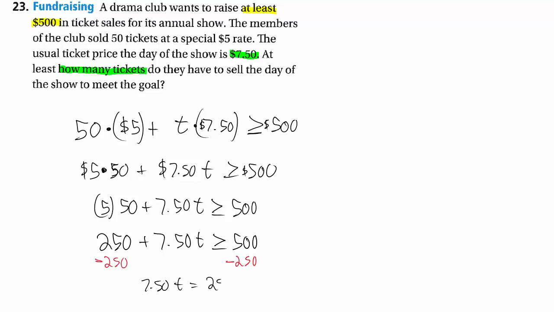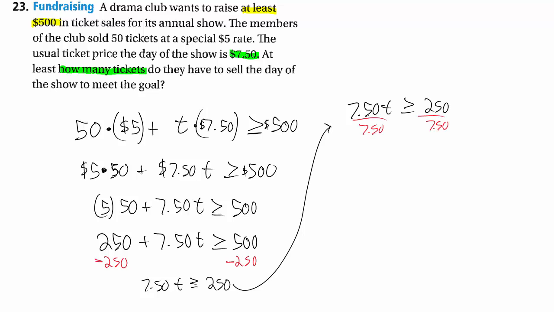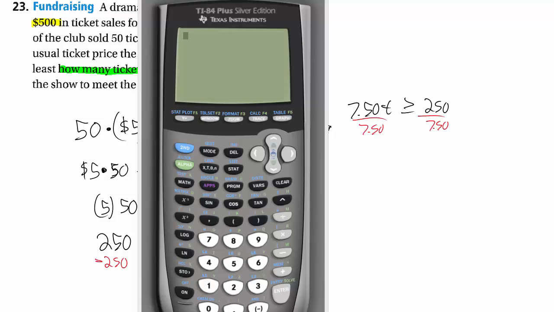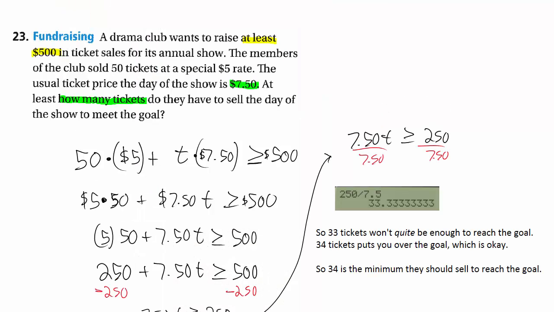So I'm going to subtract 250 on each side. Then I got 750 times t, and that's greater than or equal to 250. Divide by $7.50 on each side. I'm going to go ahead and run that in my calculator. I'm going to divide by 7.5 instead of 7.50. And here's the answer I get, 33.3. Well, so 33 tickets wouldn't quite be enough.